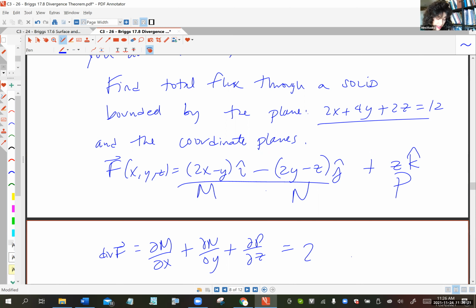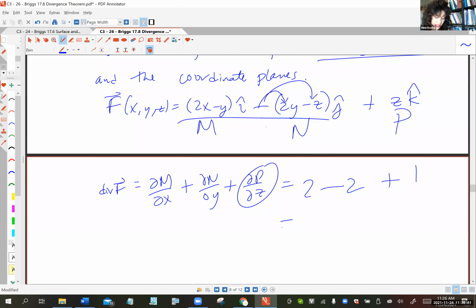2. And don't forget this minus here. You might even want to distribute it just in case. So the derivative of n with respect to y looks like it's a minus 2. Plus, okay, dp dz, that looks like it's just a 1. Oh my goodness, our divergence is just a 1. Did everybody get that?